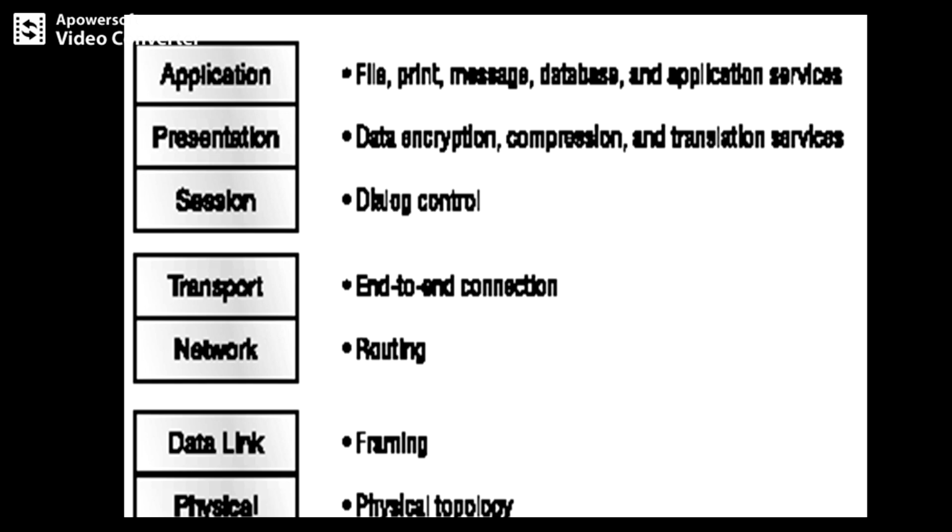The network layer provides routing and logical addressing. What do you mean by routing? Routing is nothing but sending a packet from one network to another network. Logical addressing means each machine on the internet is identified by a unique address, which is called the internet protocol address, or logical address.